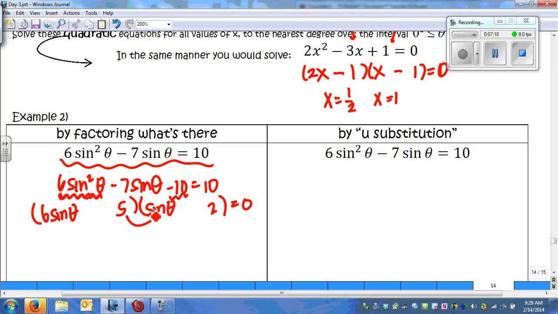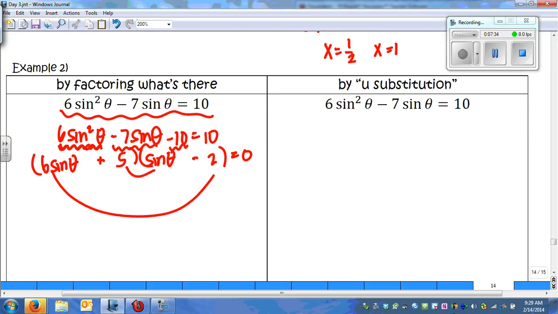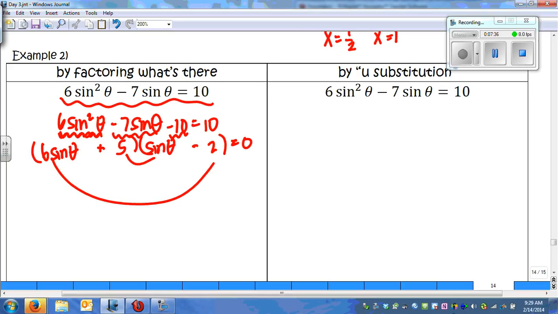We have 5 sine theta in the middle and 12 sine theta on the outsides. That's really good because that can make negative 7 sine theta. That will happen if the 12 sine theta is negative and the 5 sine theta is positive. So we have these things factored.